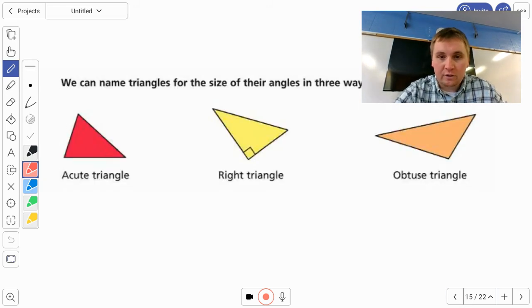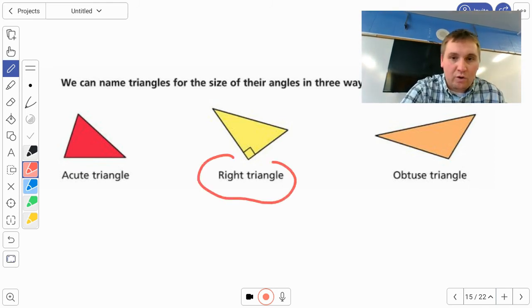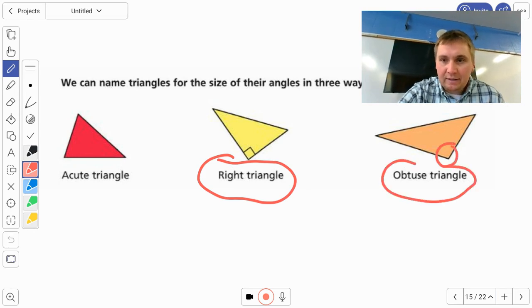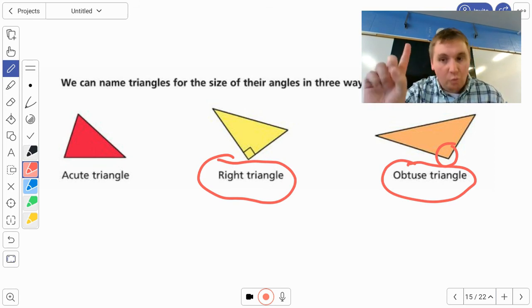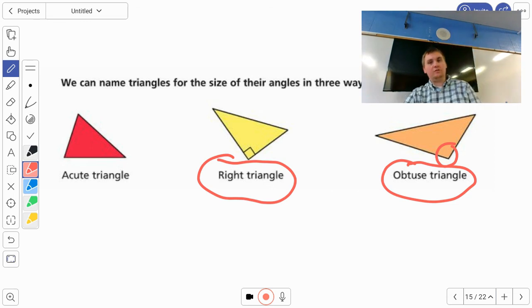All right, so as you're looking at these, remember, you're going to look for different things. Look at the angles, and if you find a right angle anywhere, especially if it has that little square drawn, you know it's a right triangle. If you find a big obtuse angle anywhere, no matter what the other angles are, if you find at least one, it is an obtuse triangle. If all the angles are little acute angles, it is an acute triangle. Okay, so you're going to search the corners for those different things.